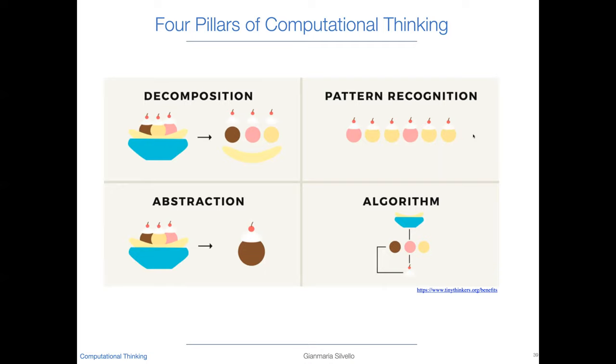Then you have abstraction. Well, you might throw away the bowl and the banana. I do not care. What's really relevant here are the ice cream, the cream, and the cherry. And then the algorithm. Here, for instance, this is a control flow in which you decide the steps in which you solve the problem. I really don't know what they want to do with this, but think about the algorithm. Anyway, decomposition, pattern recognition, abstraction, and algorithm. In the case of Mr. QWERTY, we have seen each single one of these steps.